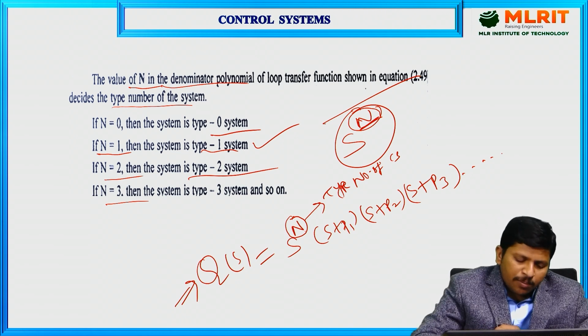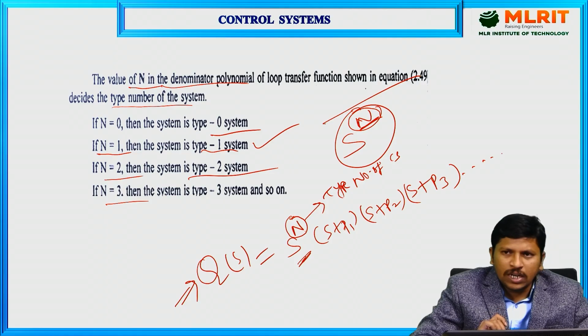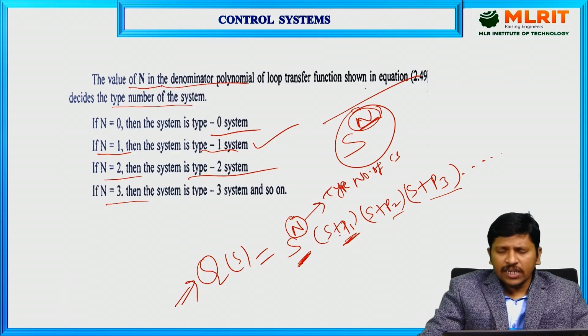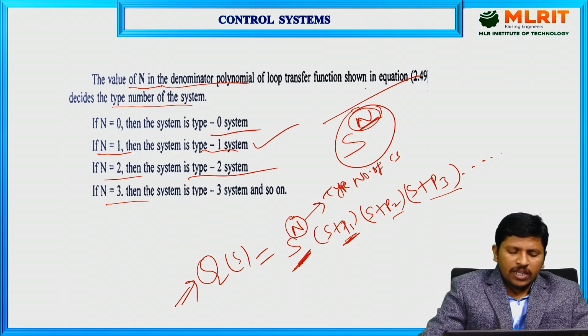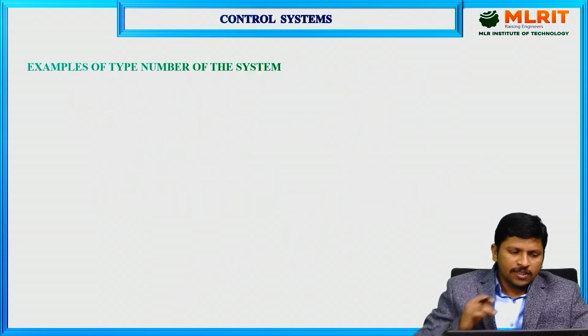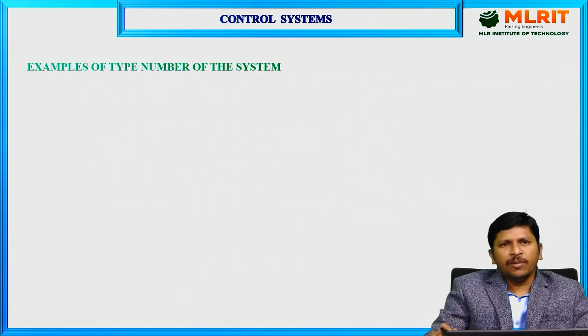Here the number of poles present at the origin is indicated by the single s term only. The remaining poles, s equals minus p1 and so on, are not at the origin. Only s power n is the origin pole, and it gives the information about the type number of the system. Next, some examples of type number of systems.